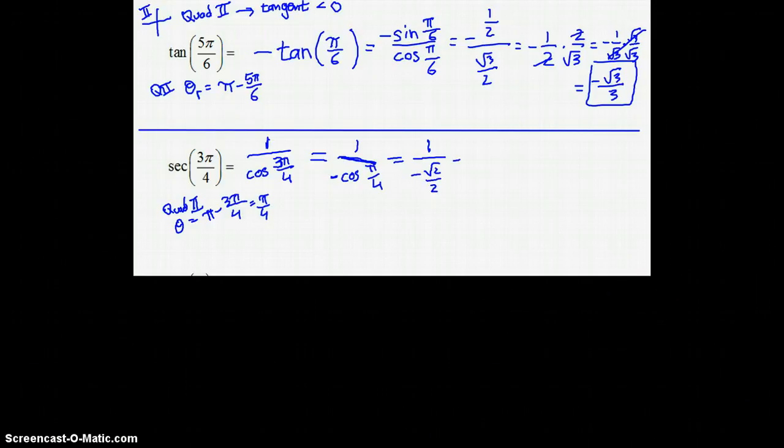And so let's kind of put this together here. I have 1 times negative 2 over square root of 2. This equals negative 2 over square root of 2. And now let's rationalize the denominator. This becomes multiplied by square root of 2 over square root of 2. This becomes negative square root of 2.